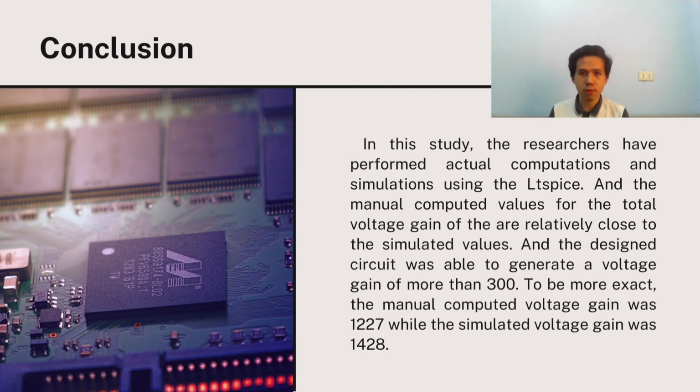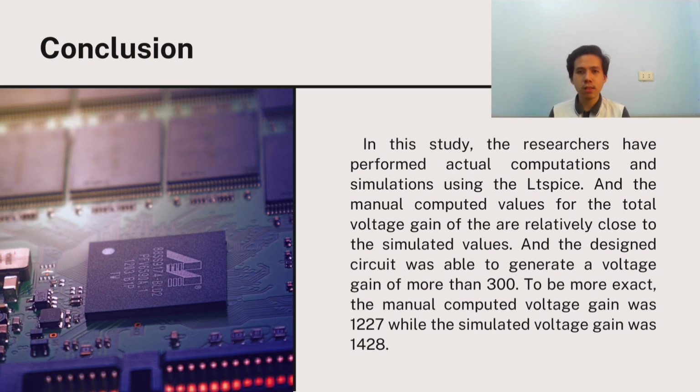In addition, its configuration is simple and gives the highest voltage gain for a given load. In this project, the researchers were tasked to design a two-stage amplifier able to generate a voltage gain of more than 300. To achieve this, the researchers used the BJT common emitter amplifier configuration. However, a one-stage BJT amplifier would not be enough to generate the desired voltage gain. Therefore, the addition of another one-stage amplifier is necessary.